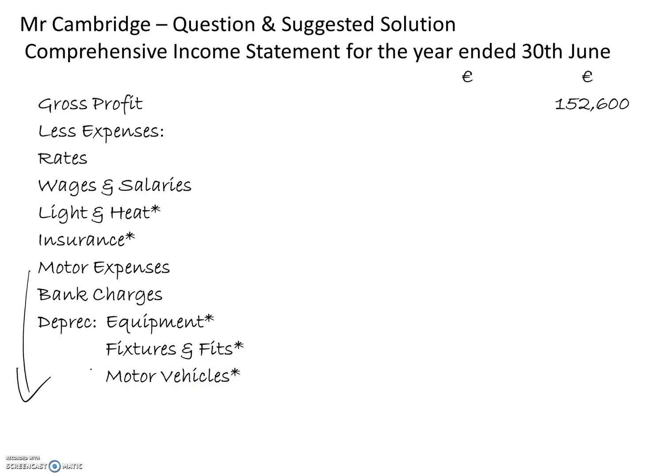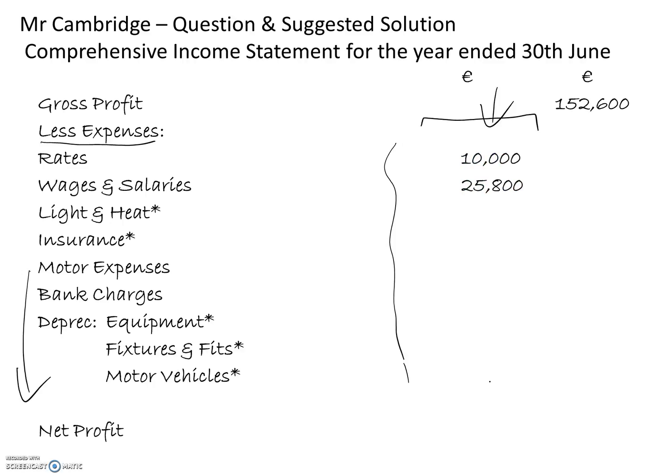When I have all my expenses in, I'll add them up, take them away, and get my net profit. I'm going to list them all the way down in this column, making the adjustments as necessary, adding them all up at the end, and taking away from my gross profit. So I have the rates, wages and salaries. Now the light and heat has an adjustment on it, and the adjustment is an accrual, which means the expense was incurred but hasn't been paid yet. So it has to be added on. So it'll be the 6,000 plus the 500.